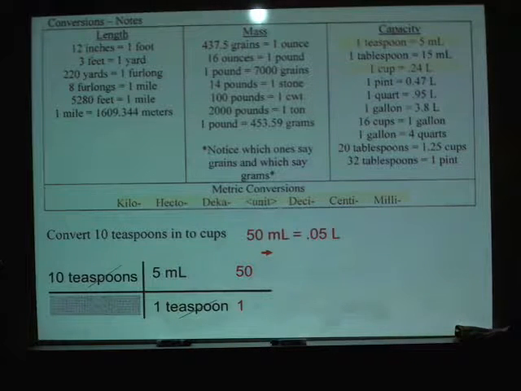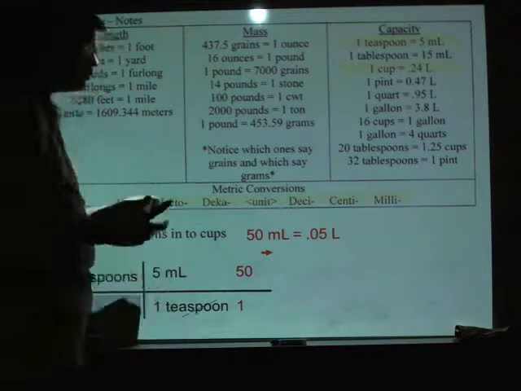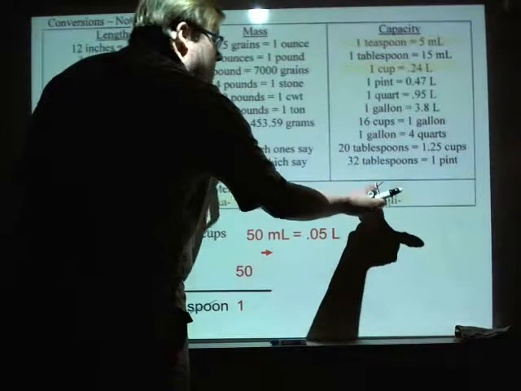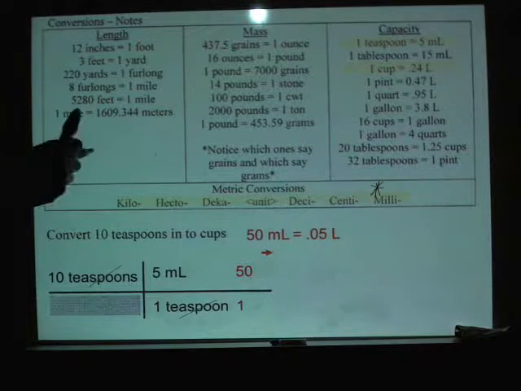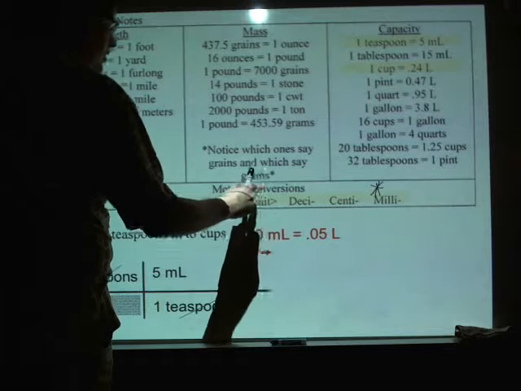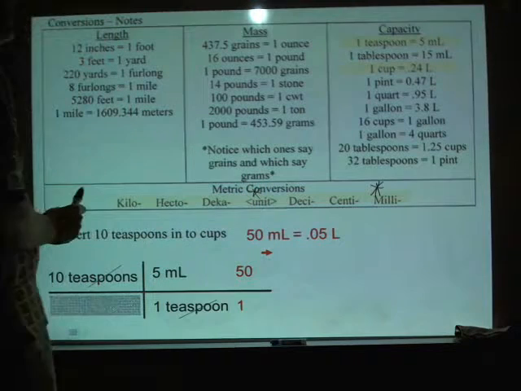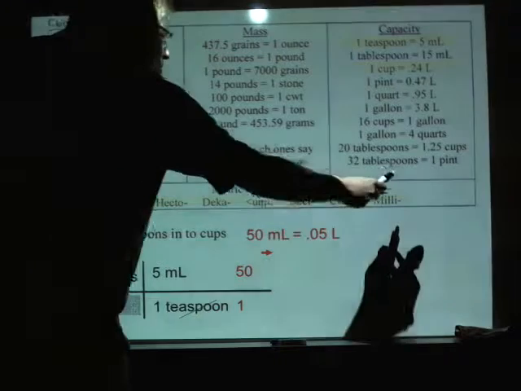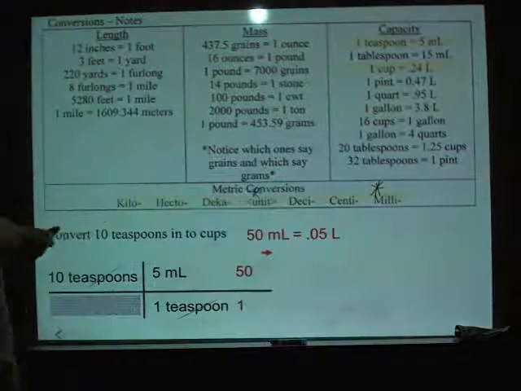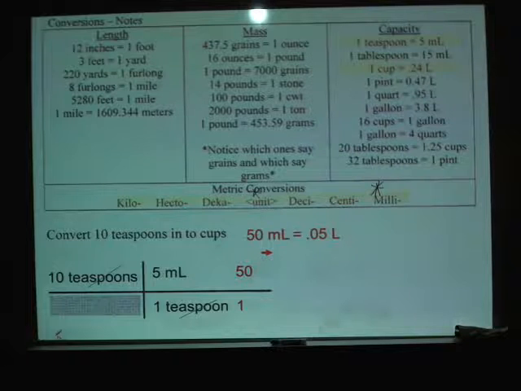Now, I'm going to go metric conversions here. I'm now at milliliters on the chart. But again, based on the other conversion I have highlighted there, 1 cup is 0.24 liters. I want to get to the middle of the chart where it says unit, which is where meter, liter, or gram would go, in this case, liter. Well, to get from milliliter to liter, I'm going to make 3 jumps to the left on my chart.